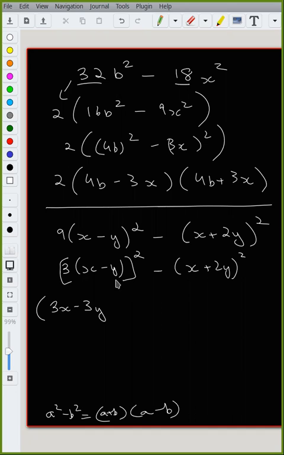A squared we already have. This is a squared, right? And this is b squared. So what's a squared minus b squared? Why can't we simplify it more? We have to factorize it.